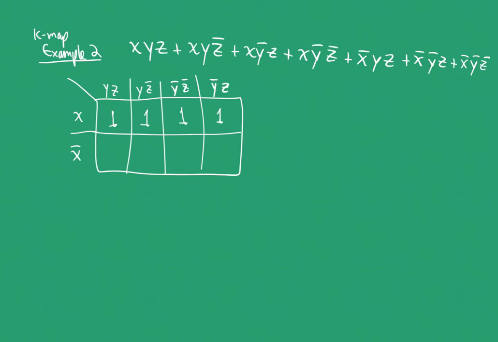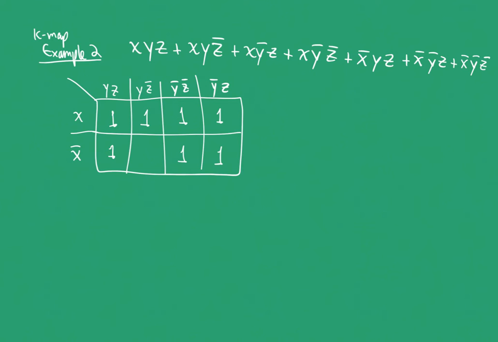What else do we have? We have x bar, y, z. So that'll be in that first position in the second row. X bar, y bar, z. So that'll be here. And finally, x bar, y bar, z bar, which will be that spot.